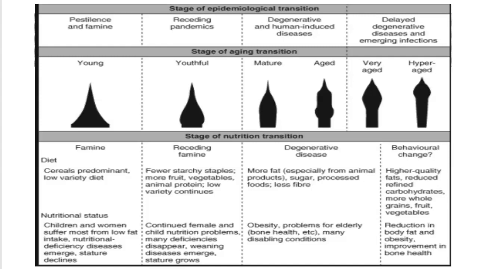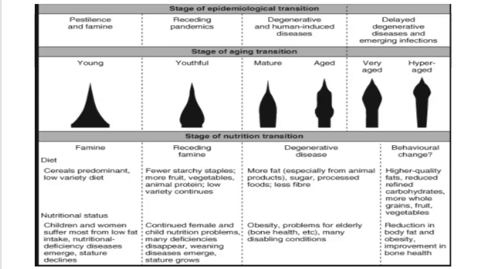For stage two, we saw receding pandemics. This means that medical advancements had been made. We don't see as much famine. There's fewer starchy staples, more fruit, vegetables, animal protein, low variety. And then we see continued female and child nutrition problems. Many deficiencies are disappearing. Weaning diseases are emerging, and then stature is starting to grow. So again, the major medical advancements have to do with that.